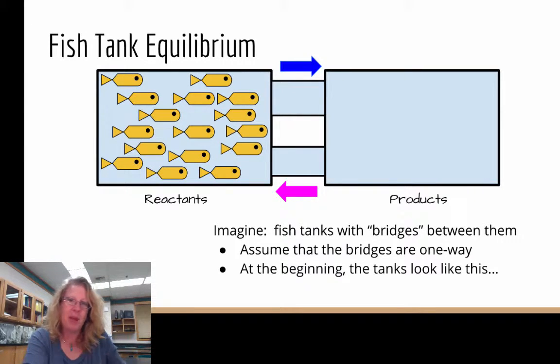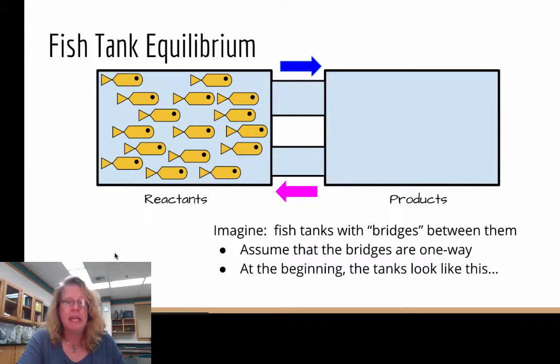Imagine you had two fish tanks side by side, connected by little water bridges. You have a little water bridge up here and a second little water bridge down here. Imagine that these water bridges are one way only. So fish can only go to the right through the top bridge and they can only go to the left through the bottom bridge.